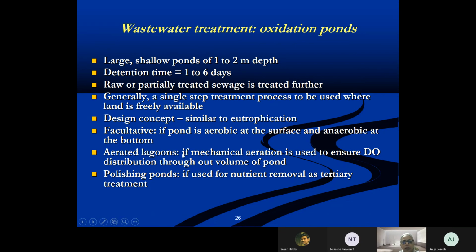I should add another graphic over here. I'll do that. So there are three different types of oxidation ponds. One is facultative, where the pond is aerobic at the surface and anaerobic at the bottom. Facultative means you have bacteria which can switch between aerobic as well as anaerobic conditions, and because of that, the pond is called a facultative oxidation pond.